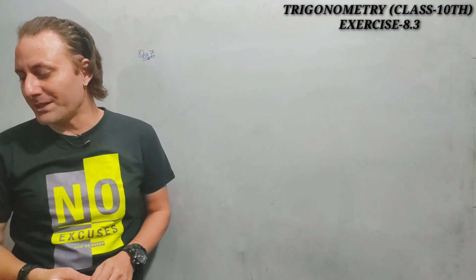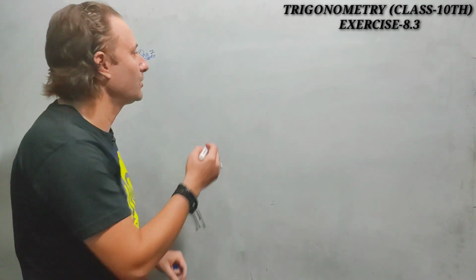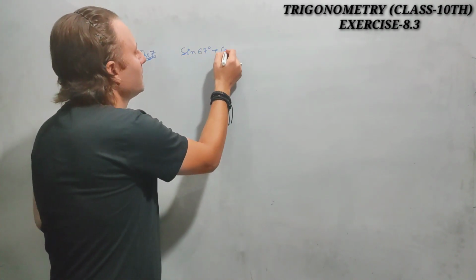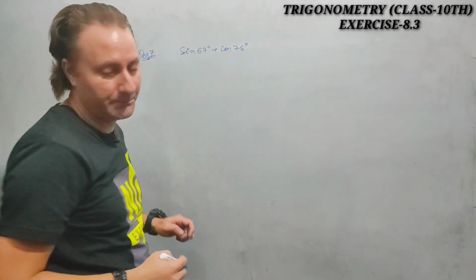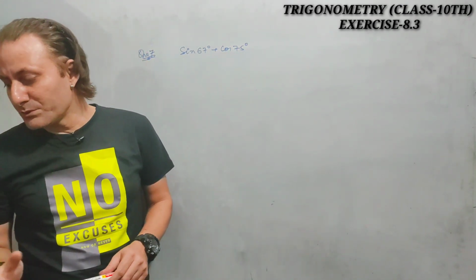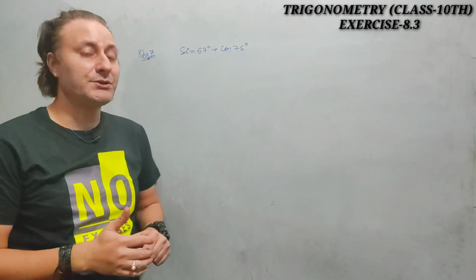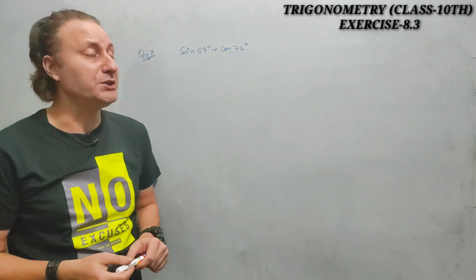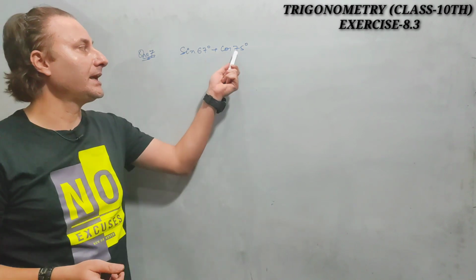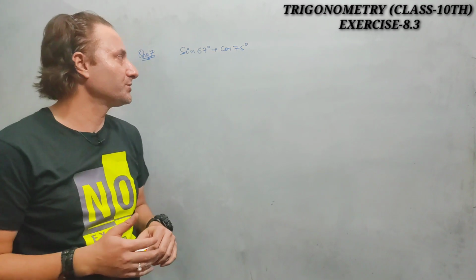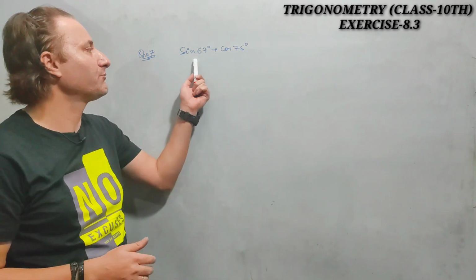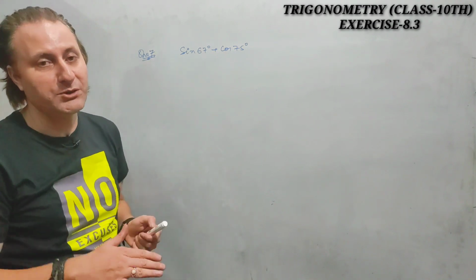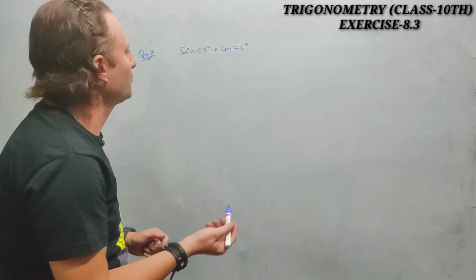It says express sine 67 degrees plus cos 75 degrees in terms of trigonometric ratios. So what's the problem? Let's see. It says angles between 0 and 45. So these are the angles here, but the answer that is required has to be in trigonometric ratios itself, but the angle should not be more than 45. It should be in between 0 and 45. So what can we do?